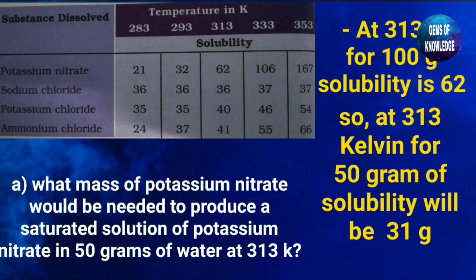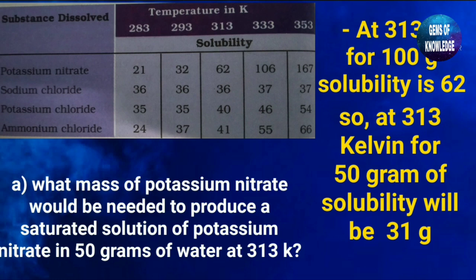So what is the first question here? What mass of potassium nitrate would be needed to produce a saturated solution of potassium nitrate in 50 grams of water at 313 Kelvin? So at 313 Kelvin you can see what is the mass of the potassium nitrate. You can see here potassium nitrate is having the mass of 62. It is having the solubility of 62.